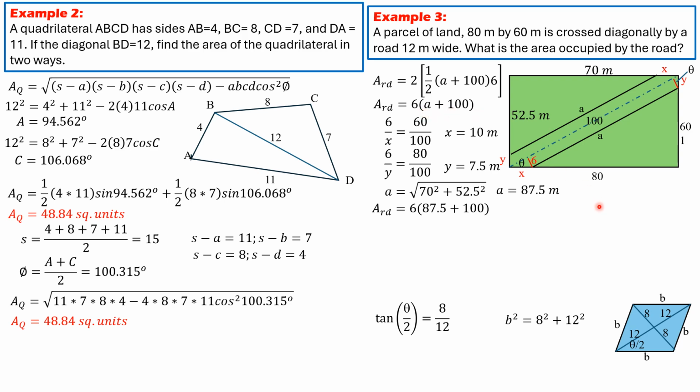So to solve for A, we need to solve for x and y as given in the figure. I'll call this angle theta, and we apply similar triangles here: opposite of theta as to hypotenuse, so 6 as to x. Then for the big triangle, opposite is 60 and the hypotenuse is 100. Solving for x, 10 meters.